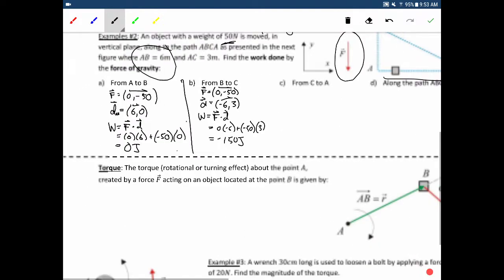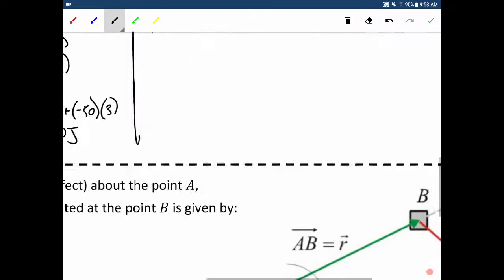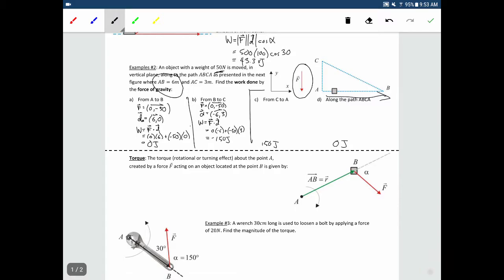Okay, there we go. So I'm actually going to get you guys to do C and D yourselves. So feel free to pause the video and I'll tell you the answers, but I want you to try those yourself. So what you should get is for this one 150, and for this one you should get 0. Okay. All right. So let's take a look at torque.